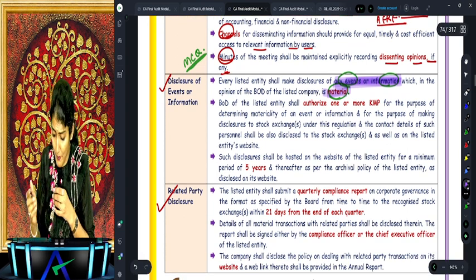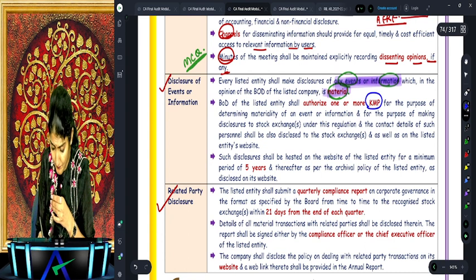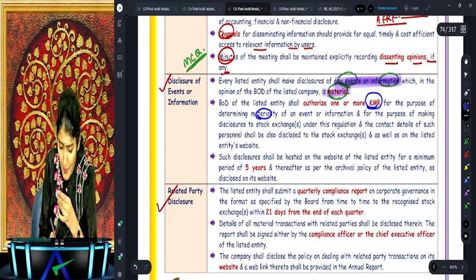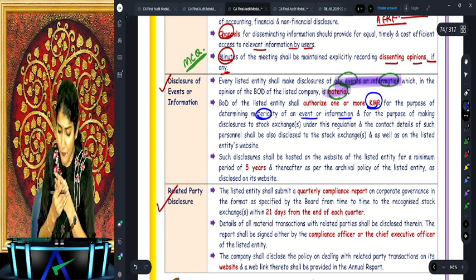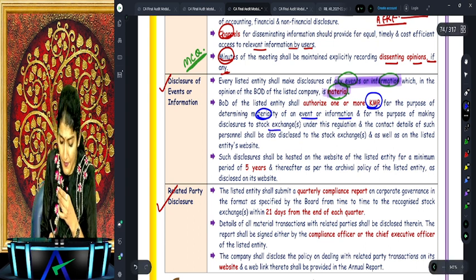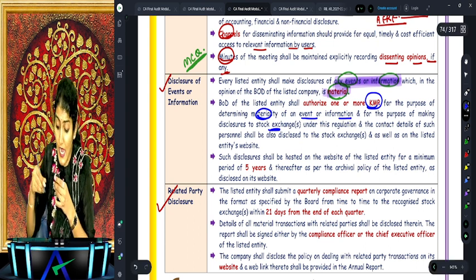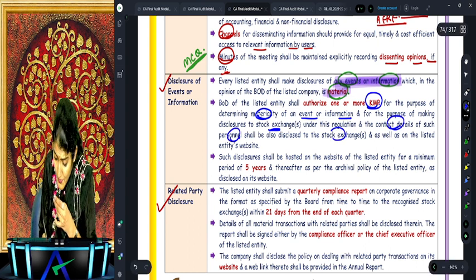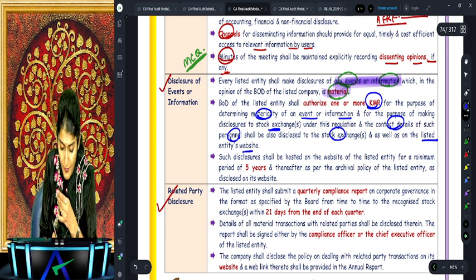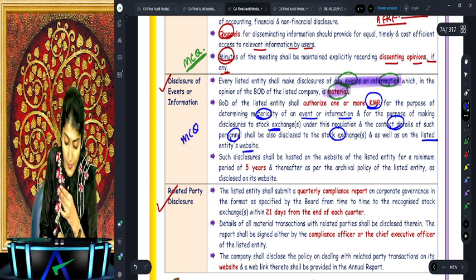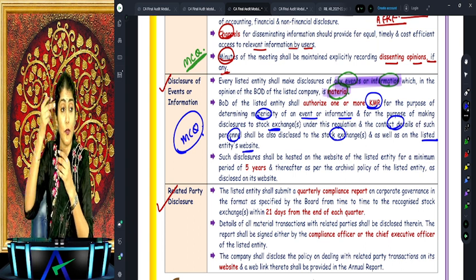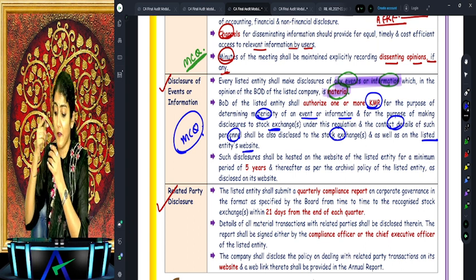It says the board may authorize one or more of the key managerial personnel for the purpose of determining the materiality of any event or information, and for the purpose of making the disclosures to the stock exchange, and the contact details of such personnel shall be disclosed to the stock exchanges as well as on the website. So again, there is an MCQ, whether the contact details of that key managerial personnel can be given to the stock exchanges, and also will they be given on the website?